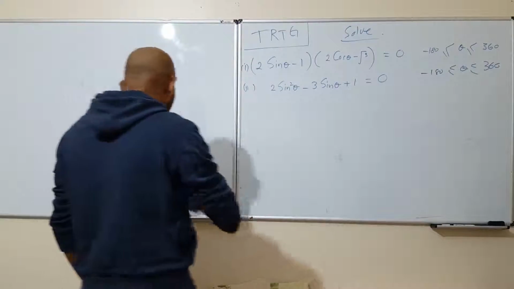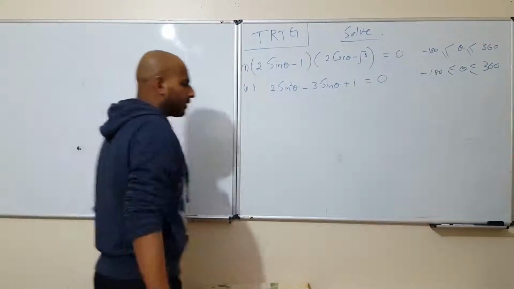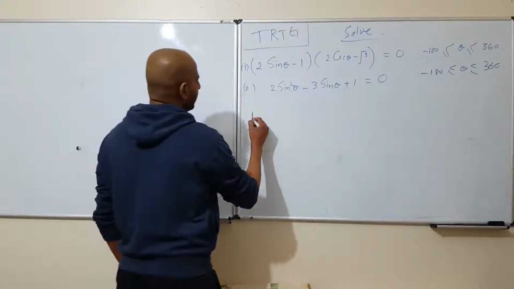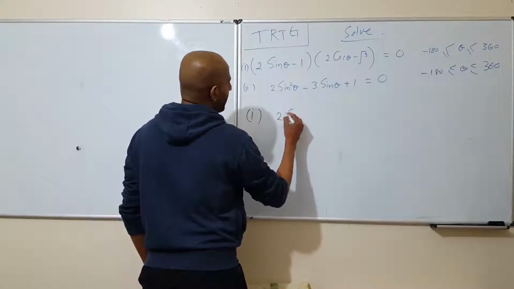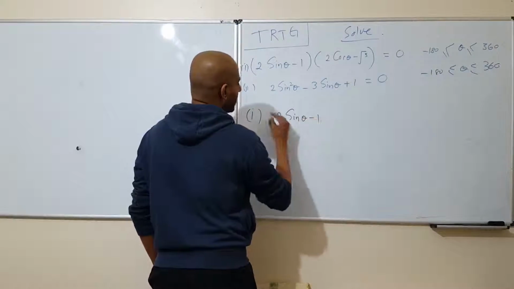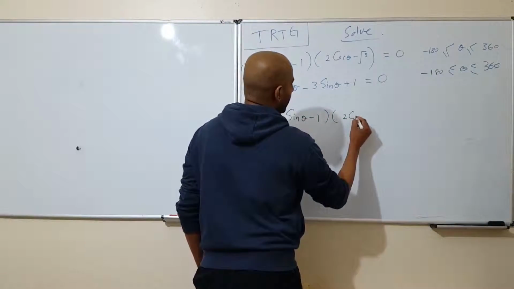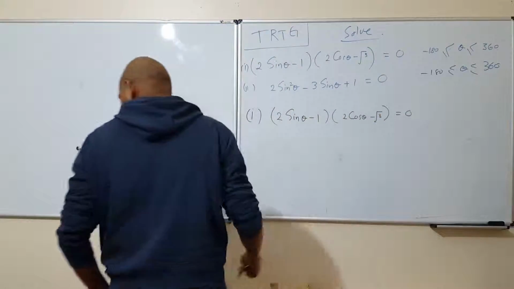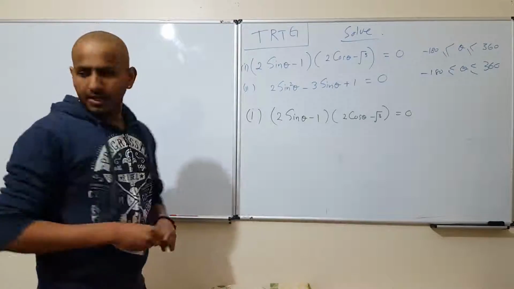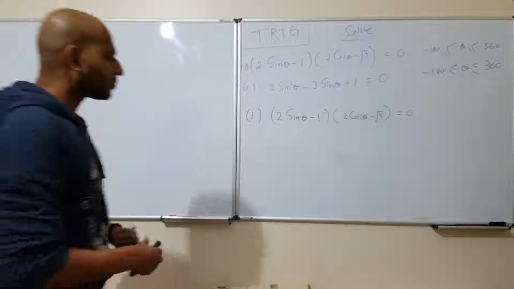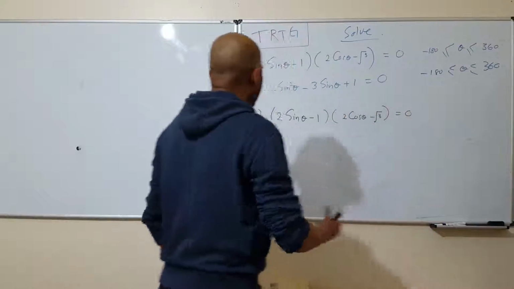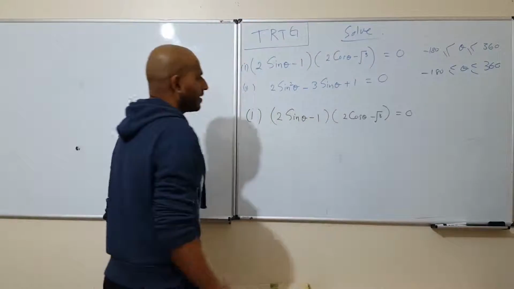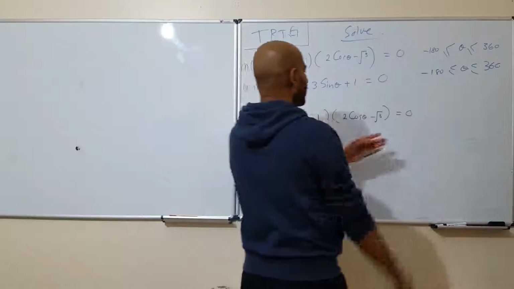All right, so the question one. Let's take the first question. Let me rewrite it. 2 sine theta minus 1 times 2 cos theta minus root 3 equals 0. So if you look at this carefully, these are two factors basically, isn't it? It's been factorized. There are two factors, that times that, and they say it equals 0.